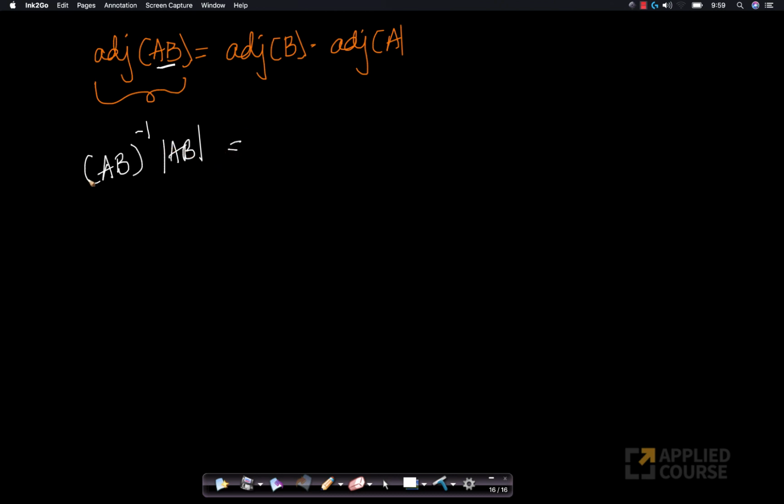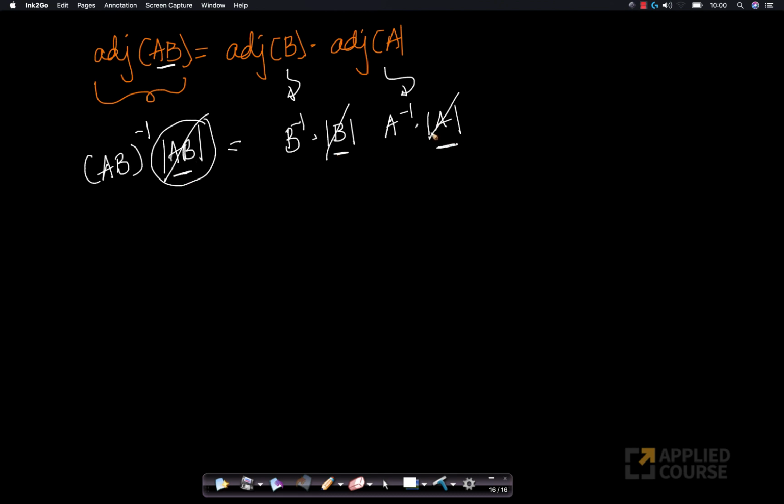Okay. Now look at this. This is what I have here. On the RHS, let's see what I have. What is adjoint of B? From the formula, this is B inverse into det of B. From the formula, this is A inverse into det of A. Now we know det of AB is not zero, so this will cancel out with this. This will cancel out with this, obviously, because these are numbers. This is a number, this is a number, this is a number. So they'll cancel out. So what do I have now? I have AB inverse. Look at this. What do I have? I have AB inverse equals B inverse A inverse.